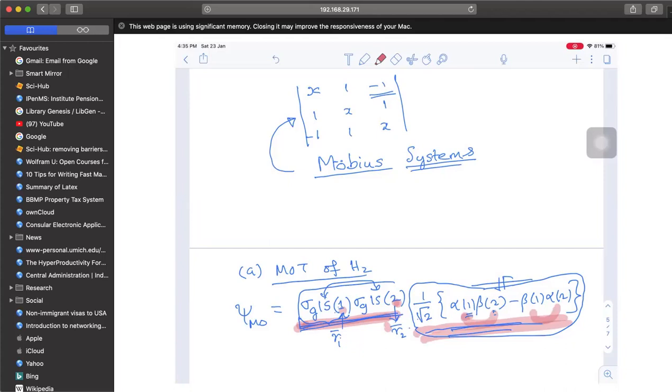What is the principle? It says that if you interchange the two coordinates of any two electrons, the wave function has to change sign. And so this whole wave function, together along with the spatial part and the spin part, satisfies the Pauli antisymmetry principle.